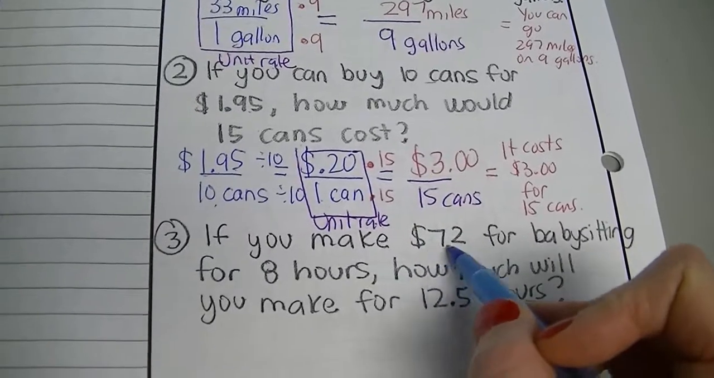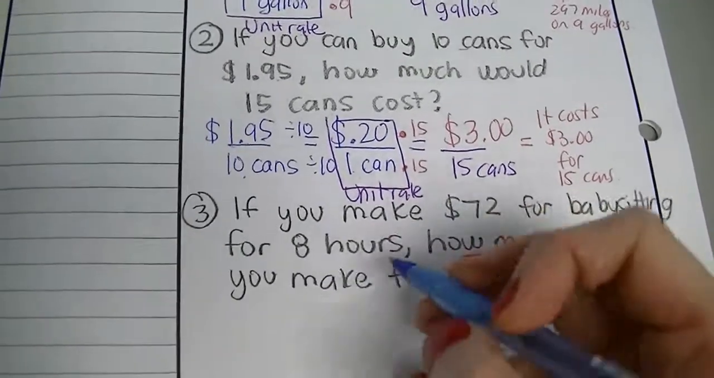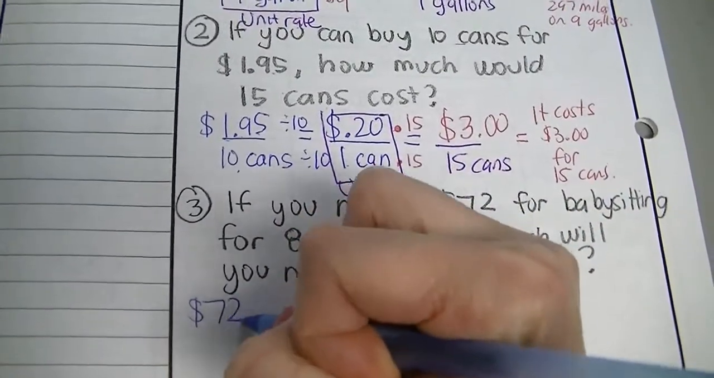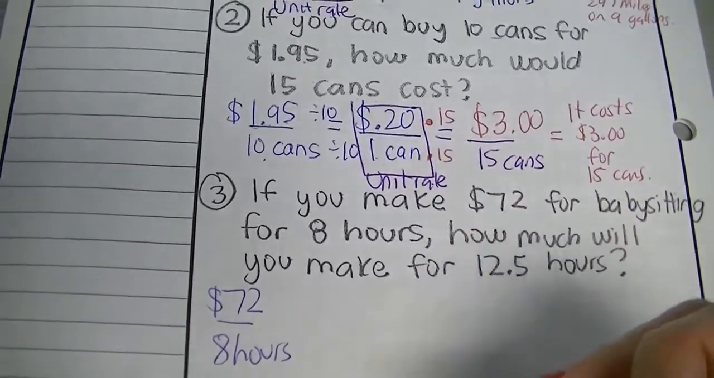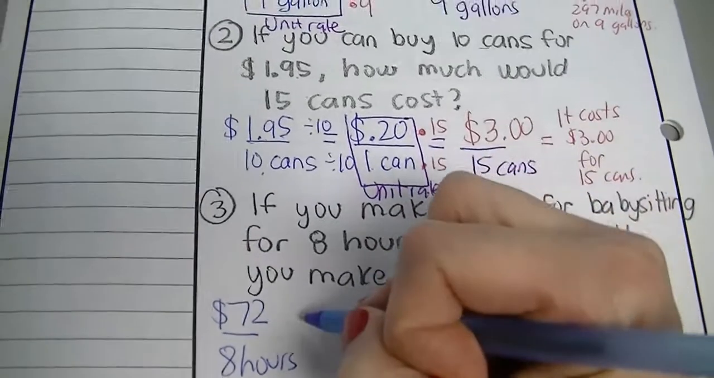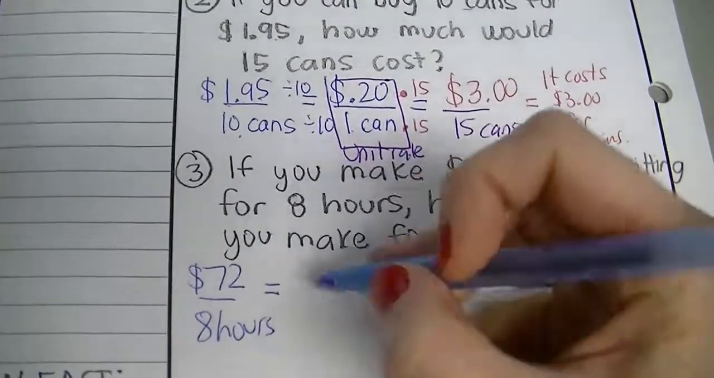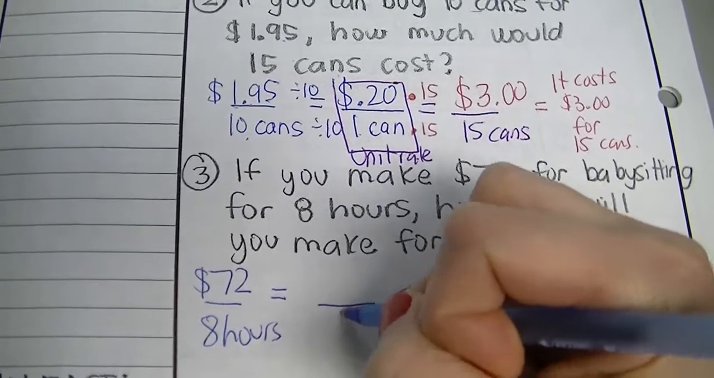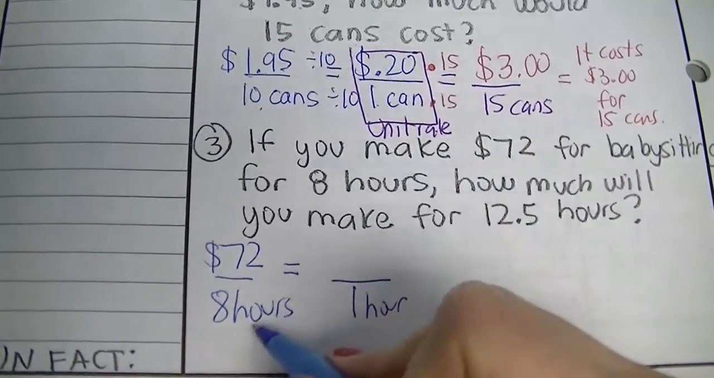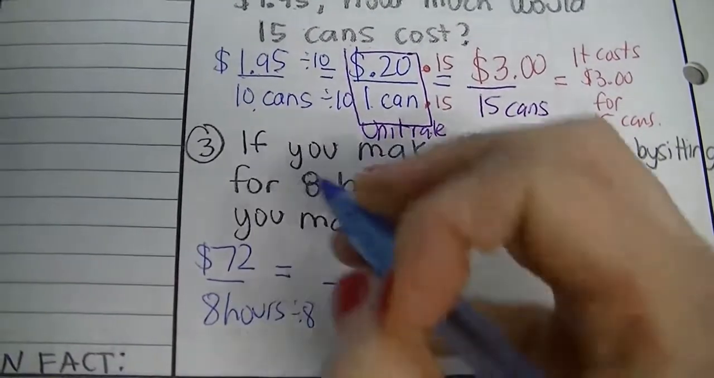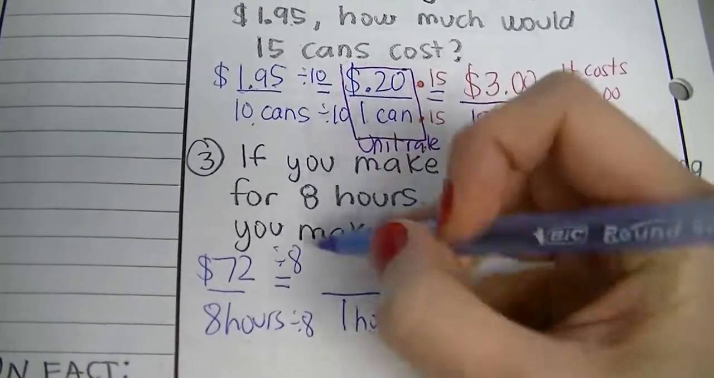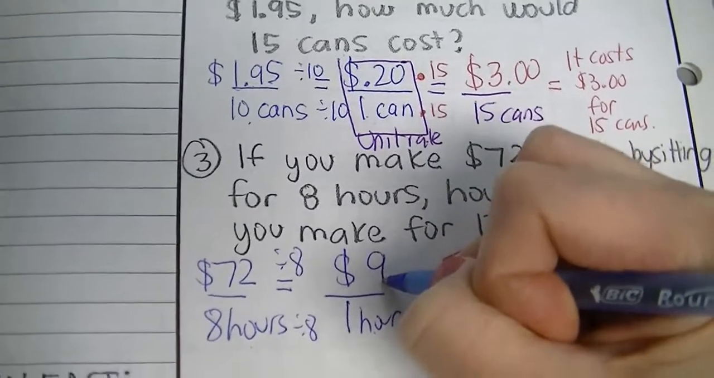Okay, so I see there's money, and then time. So time's always on the bottom. So I have $72 for babysitting those 8 hours. Okay, that's not the unit rate, that's just the rate. Okay, so to find the unit rate, we need to make the denominator 1. So 8 divided by what number gives you 1? Well, it's divided by 8. 8 divided by 8 is 1, so 72 divided by 8, well, that gives you 9. So you make $9 per hour.